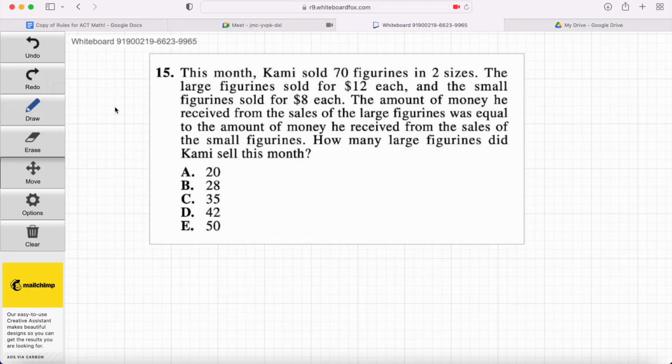What are we solving for here with this question, Abby? How many large figurines did Cami sell this month? The large figurines. That's what we're looking for.